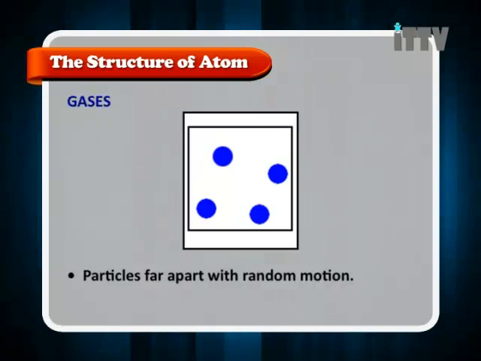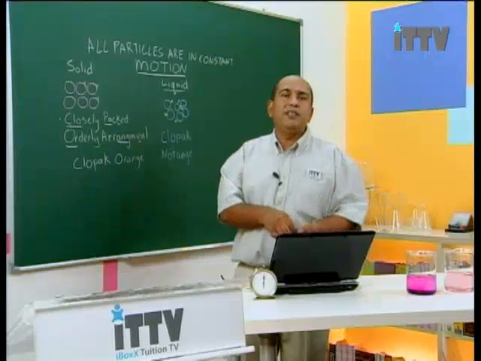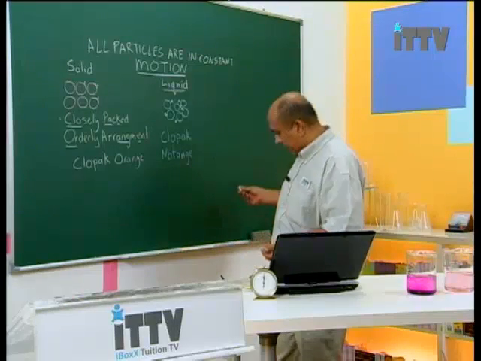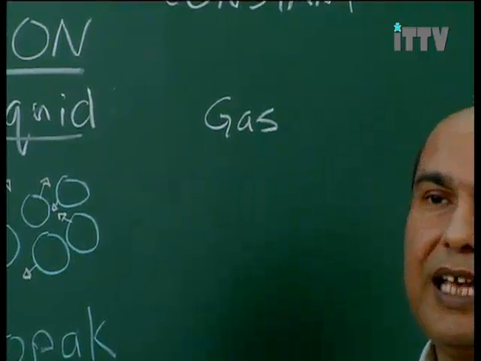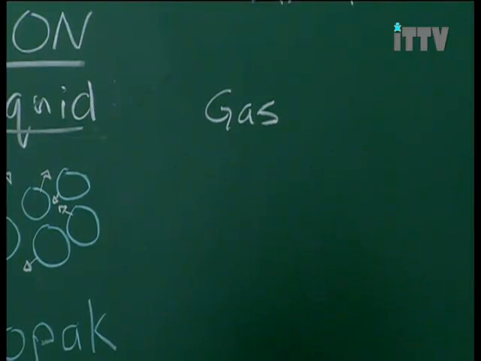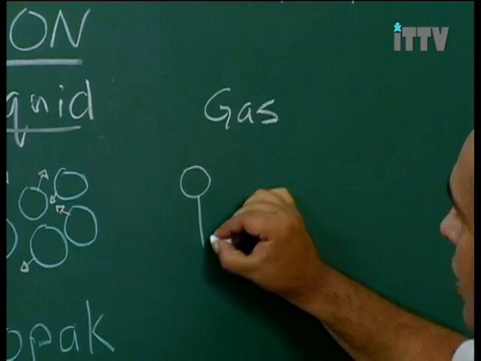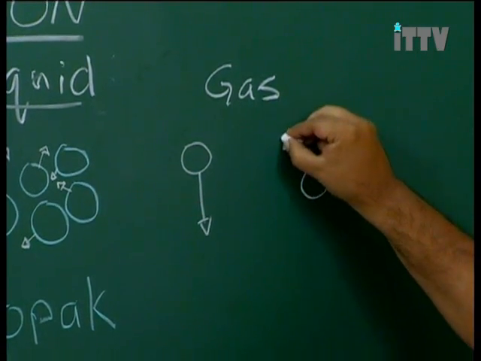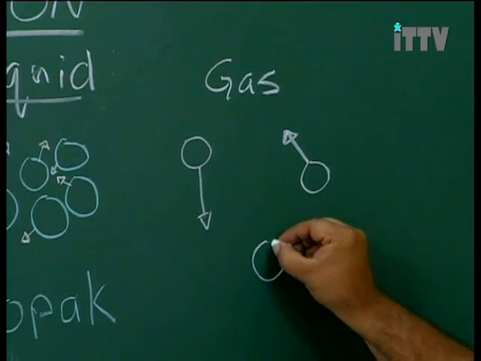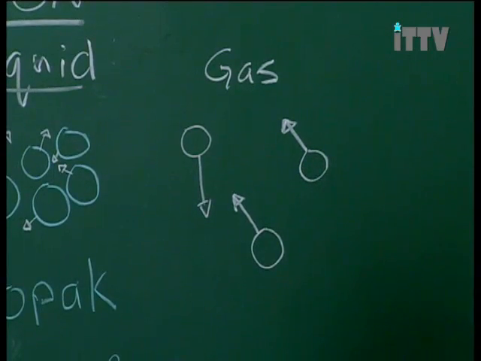Gases. Key points. Particles far apart with random motion. So how is it that we draw a gas? Let's move over here and get the final one up here. This is our gas. And when we draw gases, we tend to draw maybe 2 or 3 atoms or molecules, and that's it. So you draw one over here, put a longer arrow on it. Longer arrow means it's moving much, much faster. Random motion, so the arrows can be in any direction that you like. And that's more than enough when you draw a gas.